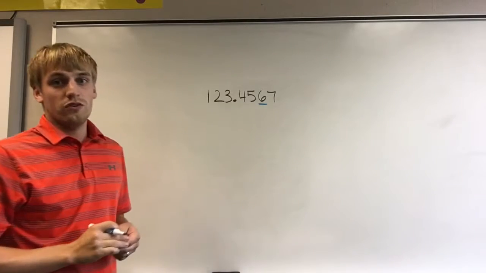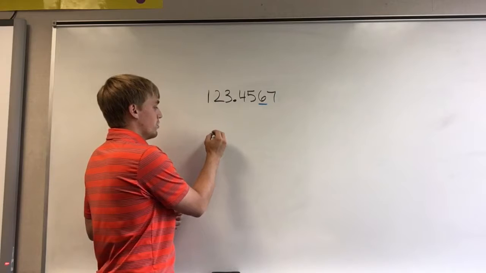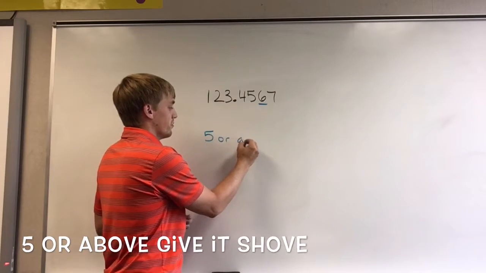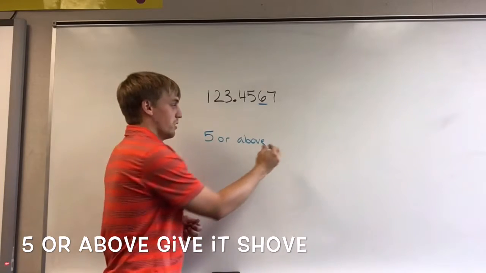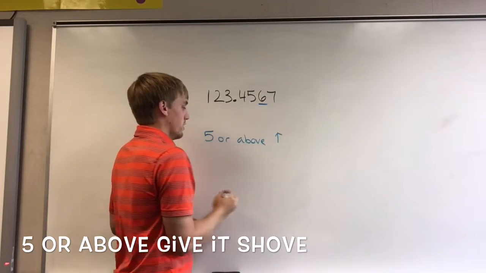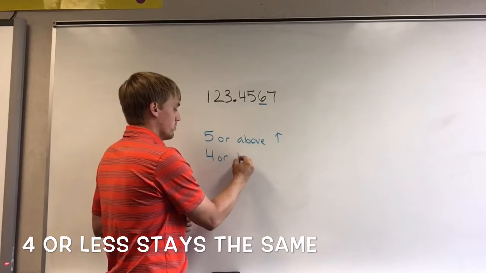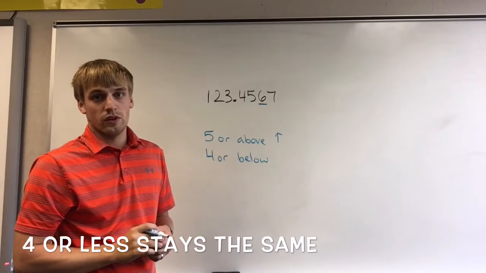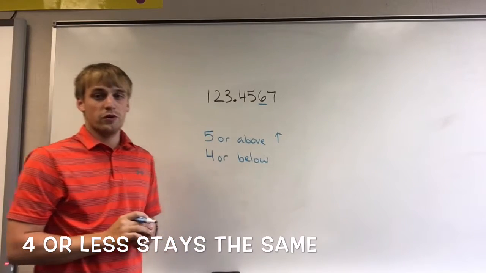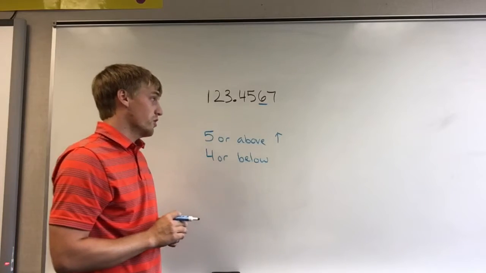Okay, well, when you round, you have to know two things. If the number is 5 or above, the number gets bumped up. Okay? If the number is 4 or below, it stays the same. Okay, so that's another thing that maybe you want to write in your notes just for a reminder if you don't have that already or don't know that.